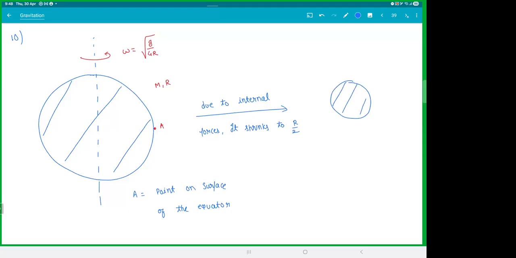We have done something like this in rotational mechanics. The point A is still on the surface of the equator. So the mass remains the same, but the radius becomes half. Find the ratio of g apparent before and after shrinking. So at point A, what was the apparent gravity before and after the planet shrunk?